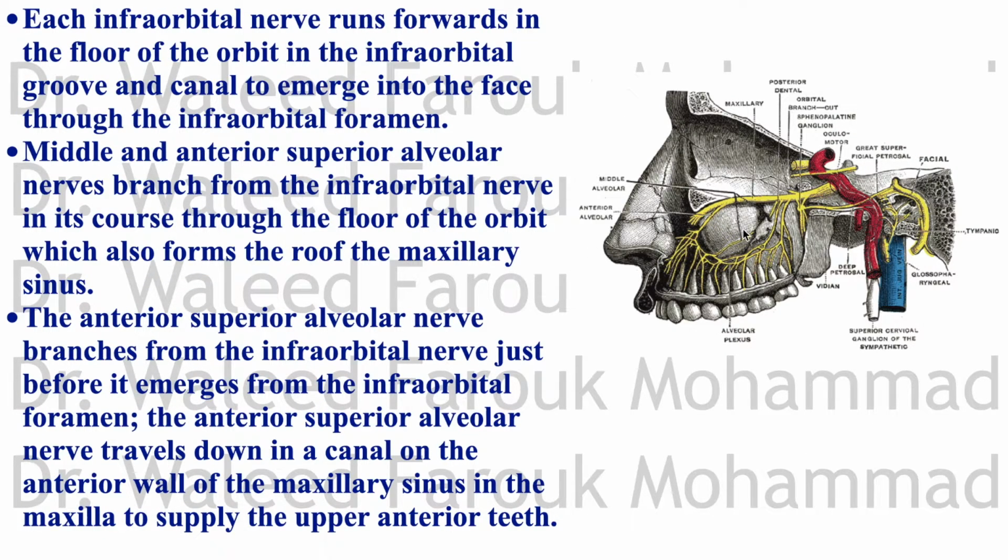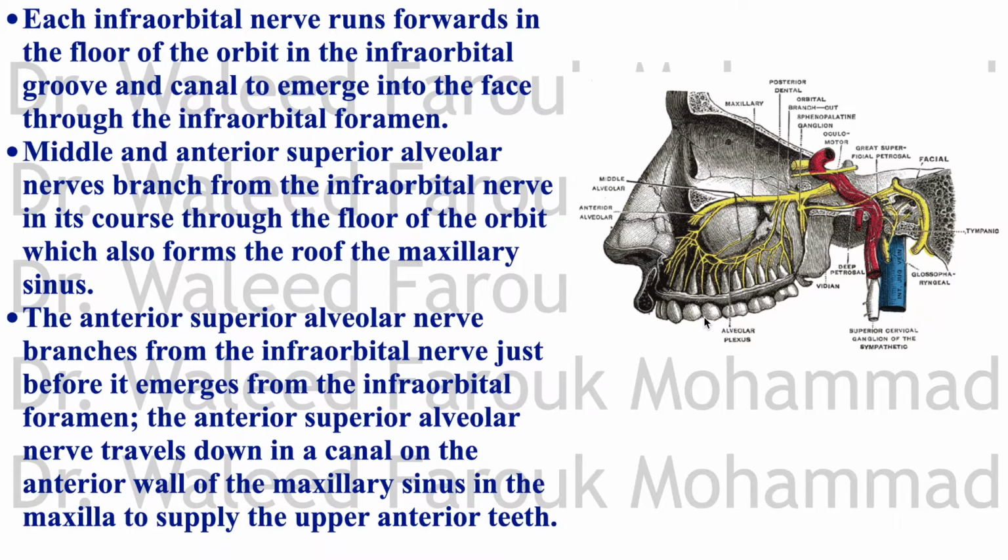Now, all of you know that a branch of the maxillary nerve is the infraorbital nerve that enters the orbit and runs on the floor of the orbit till it digs its way into the canal in the floor of the orbit and emerges as the infraorbital nerve at the end to supply the cheek area. Each infraorbital nerve runs forwards in its canal to emerge on the face, and it gives the middle and anterior superior alveolar nerves on its way during its course in the floor of the orbit.